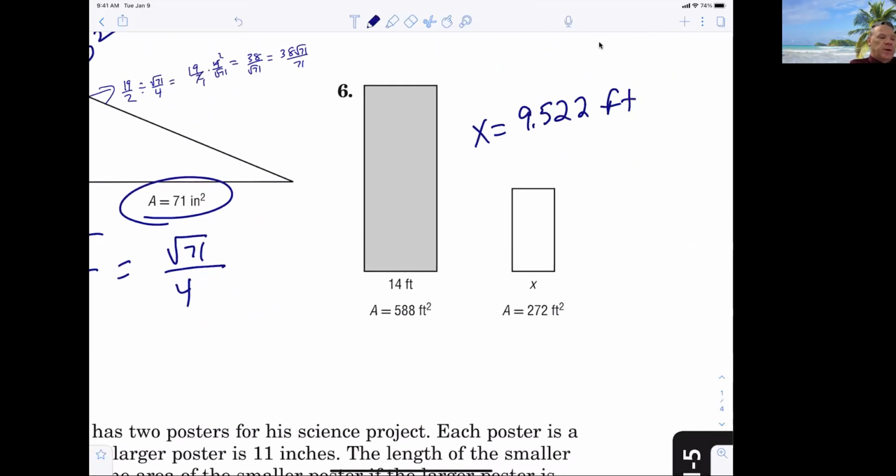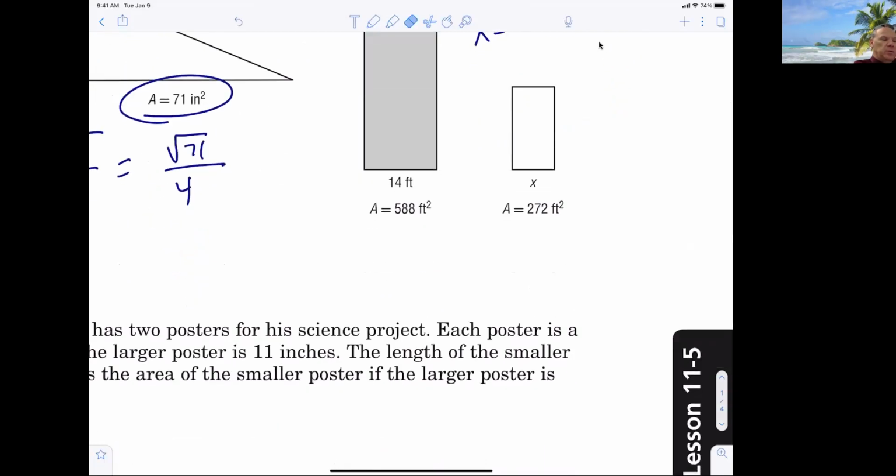Anybody else with 9.522? Now, can you do the smaller divided by the larger? Yeah, you can do small divided by large. Doesn't matter. I just don't do it that way because I think the number is easier if you have the large over the small. So what was 588 divided by 272?